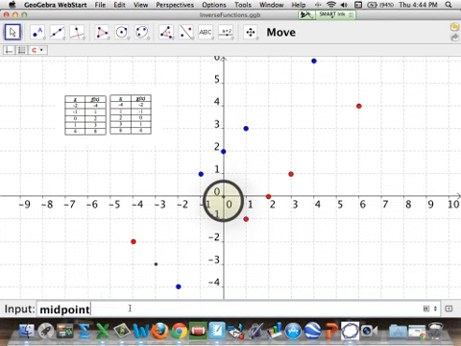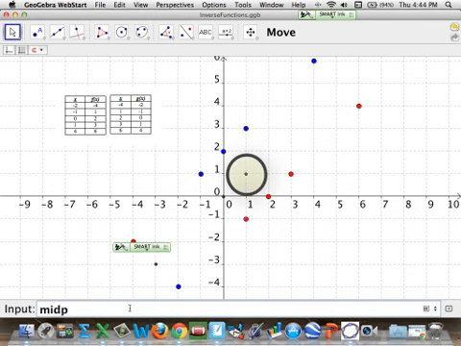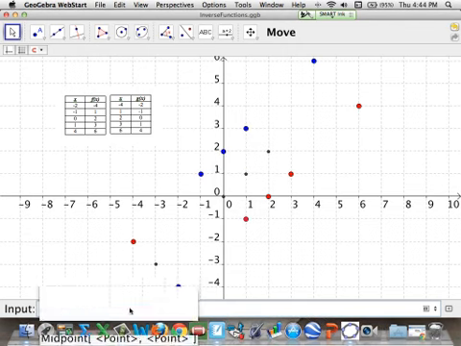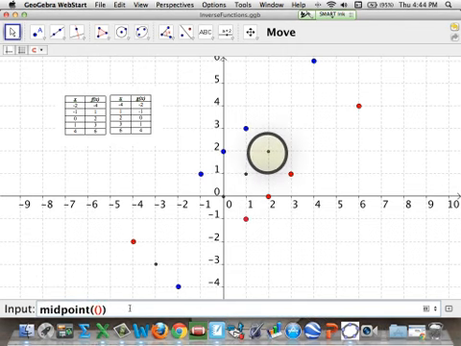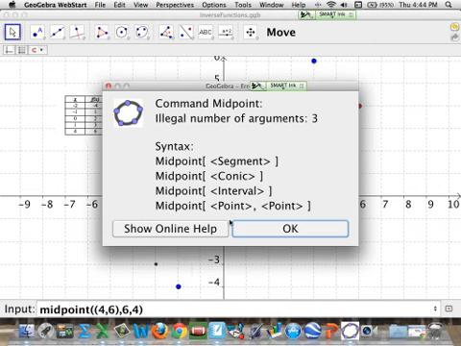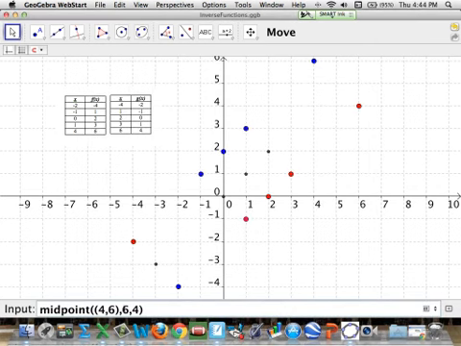I need to do the midpoint of (0, 2) and (2, 0). I need to do the midpoint of (1, 3) and (3, 1). And one more, I need to do the midpoint of (4, 6) and (6, 4). Forgot my parentheses there. Okay.